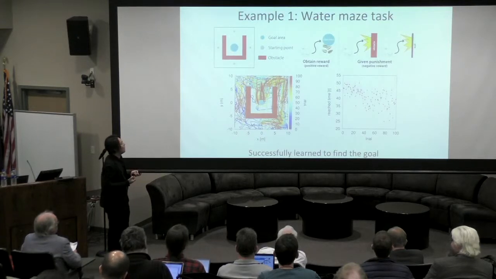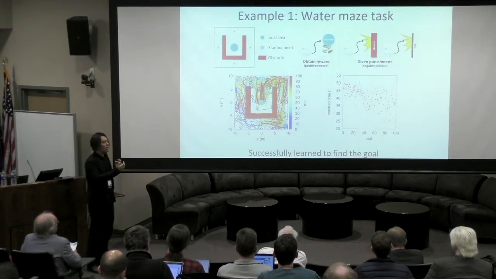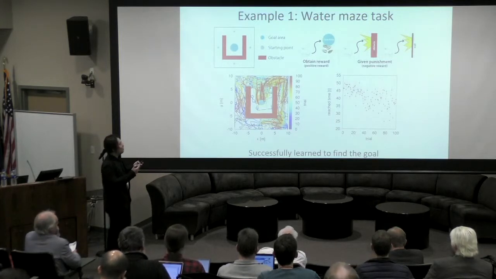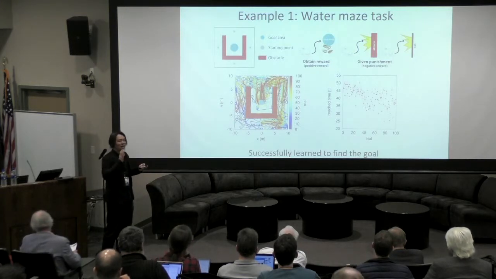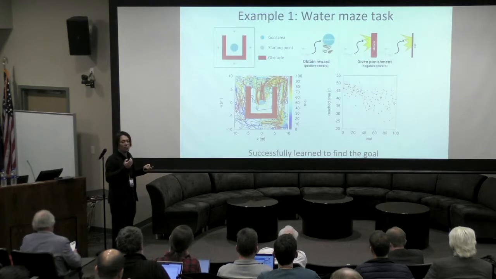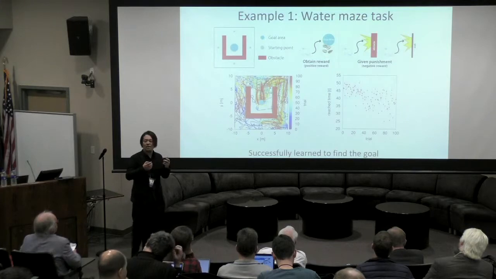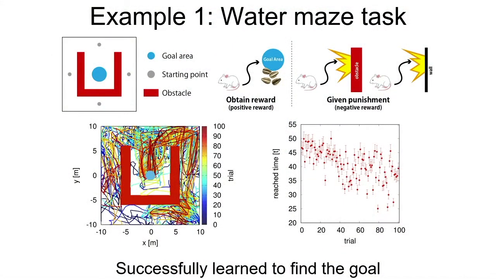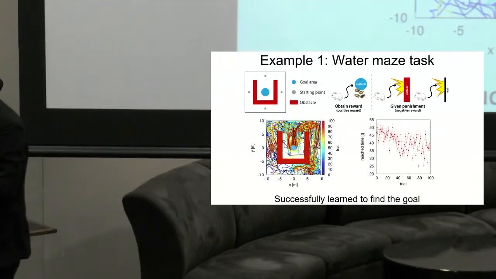This is a summary picture. The left figure shows the trajectories across 100 trials. Trial by trial, the agent tends to succeed in finding the goal. The right figure shows the elapsed time for the agent to reach the goal. Trial by trial, the elapsed time gradually decreases. So the agent learns to reach the goal more quickly through learning. So this is one result.